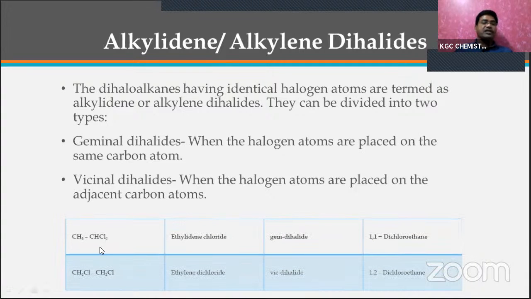See, for example, here this is going to be the geminal dihalide because the 2 halogens are present on the same carbon, whereas here 2 halogens are present at 1,2 position, 1,2 dichloroethane. This is 1,1 dichloroethane. This is 1,2 dichloroethane. Here, when halogens are present on the adjacent carbon, you call it 1,2 dichloroethane.